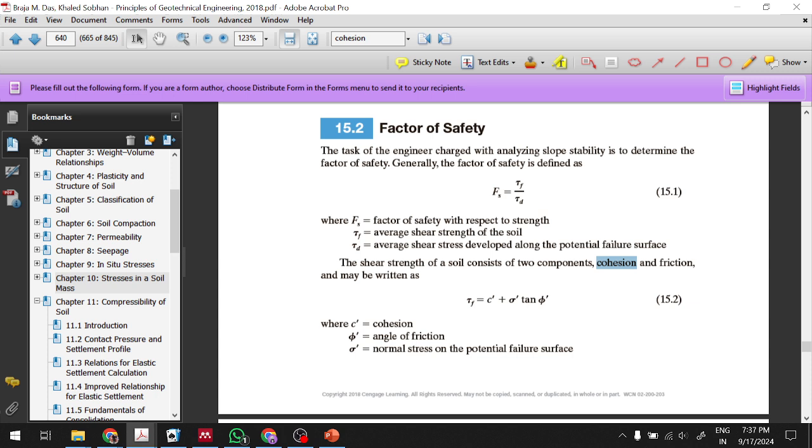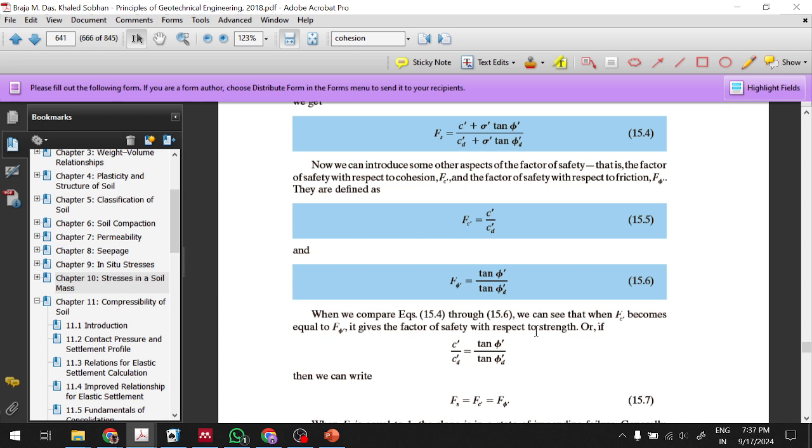But one thing that came to my mind is the difference between over consolidated and normally consolidated is definitely only in the structure of the soil. While this is dispersed, that's flocculated. That can be one of the reasons for lower cohesion.